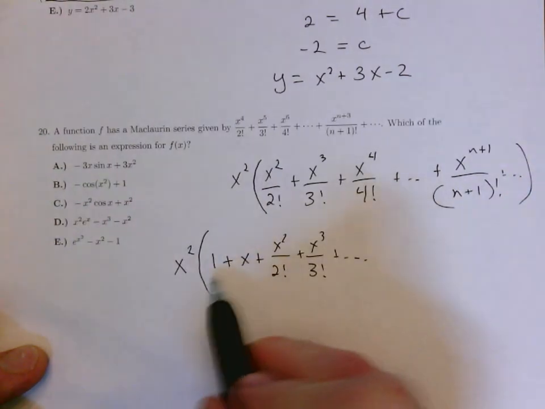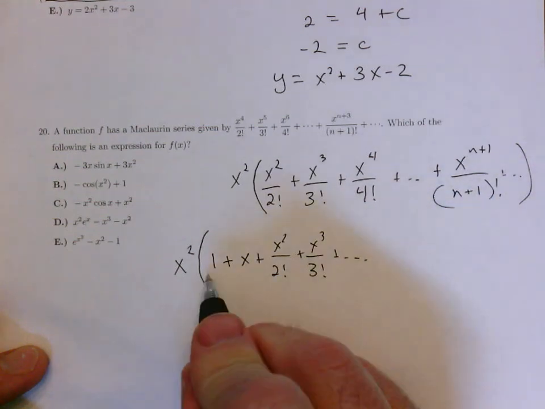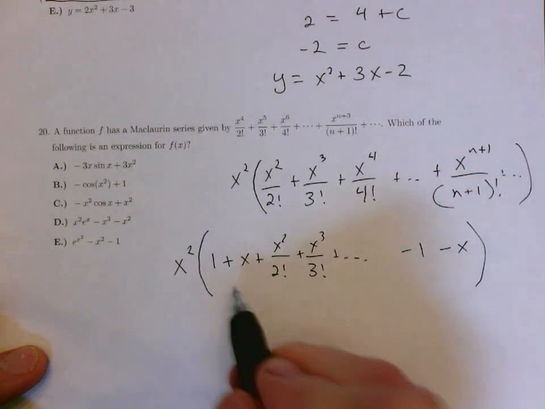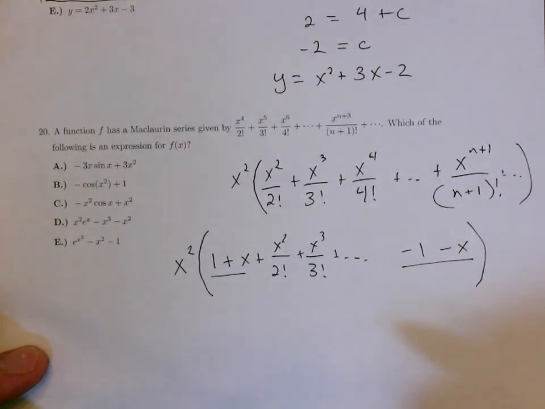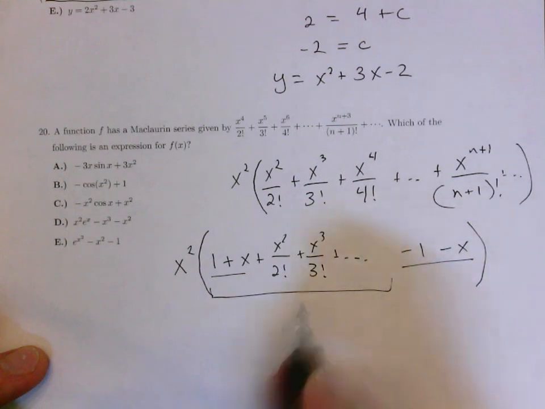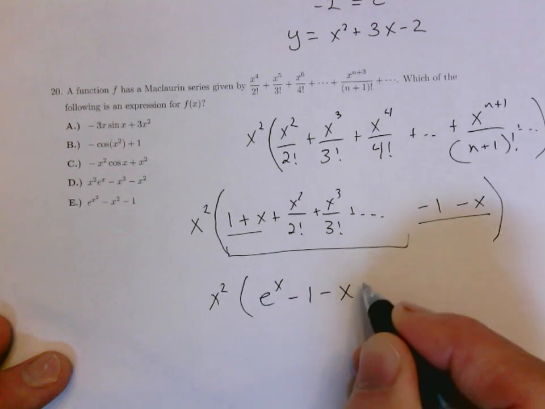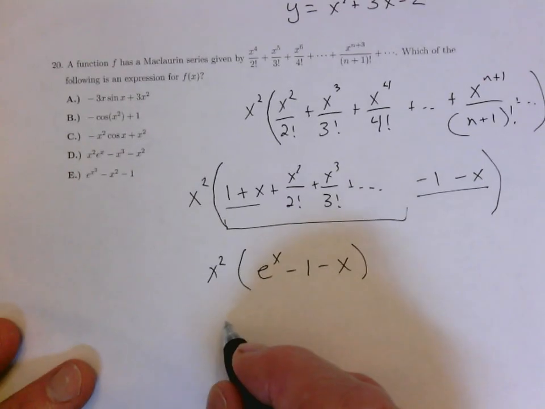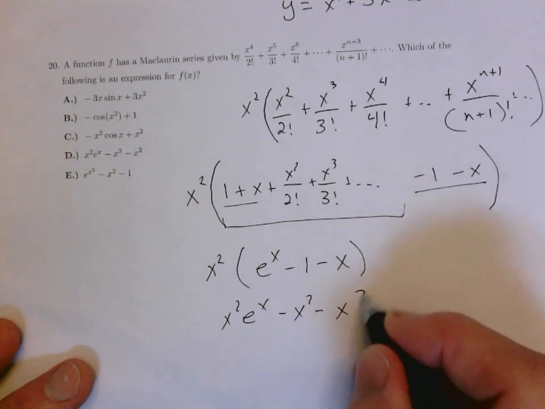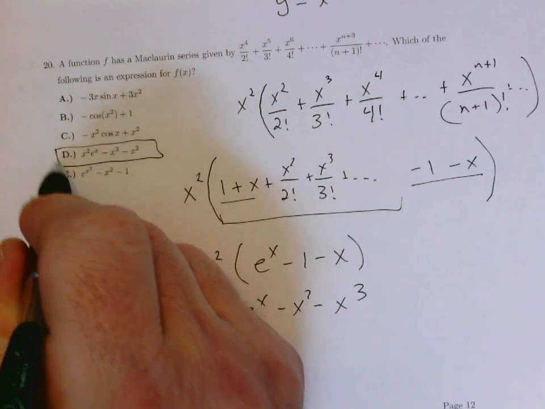But now I just can't add that on. It's going to totally mess up the value of this. So all I'm going to do is take it away now. If I added a 1, I need to subtract a 1. And since I added an x, I'm going to subtract an x. All I did is simply add 0 there. Okay, now what is all of this equal to? That is e to the x. So this gives me x squared times (e to the x minus 1 minus x). And when I distribute, I have x squared e to the x minus x squared minus x cubed. And so my answer is D.